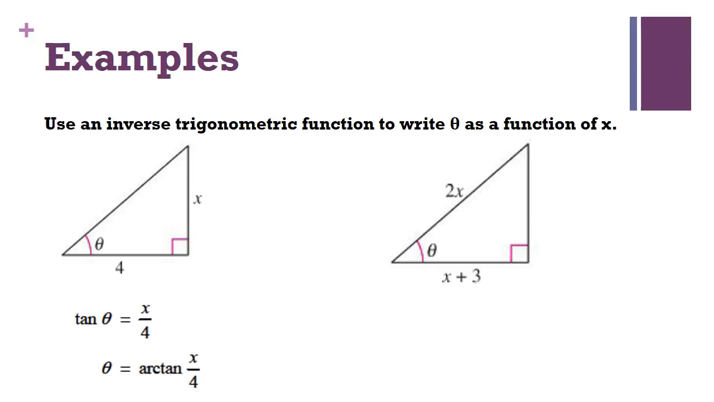Okay, so look what we did here. We said tangent of theta is x over 4, which means that theta is the inverse tangent, or the arctangent, of x over 4. I was trying to explain it without giving too much away. So if you didn't quite get it the first time, pause and see if you can do the second one. This time we have the adjacent and the hypotenuse, so we'll use cosine. And so cosine of theta is x plus 3 over 2x, which means theta is the arc cosine of x plus 3 over 2x.